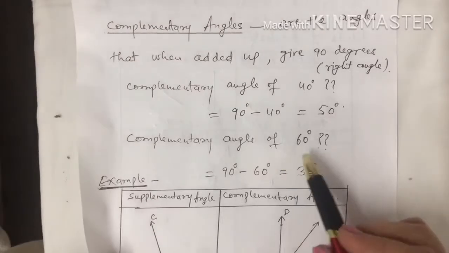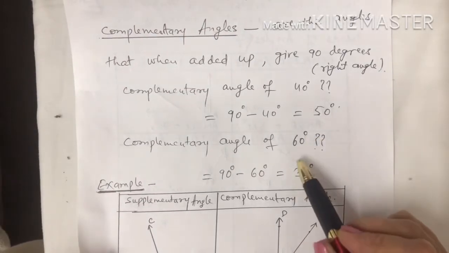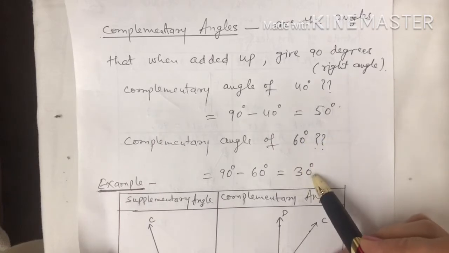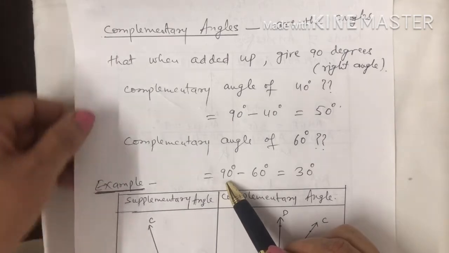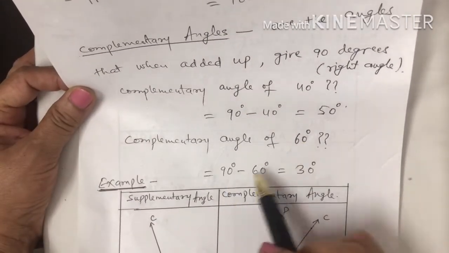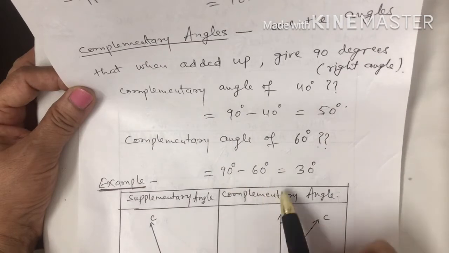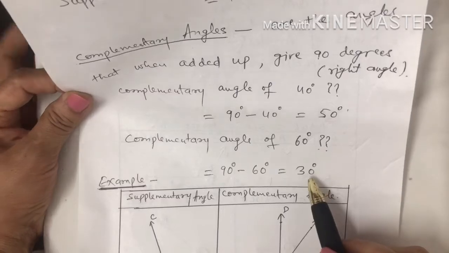Then if one angle is 60 degrees, what will be its complementary angle? That should be 30 degrees. How? Because 60 plus 30 should be 90 degrees. We will subtract 60 from 90 degrees, then we will get the answer. That will be the complementary angle.